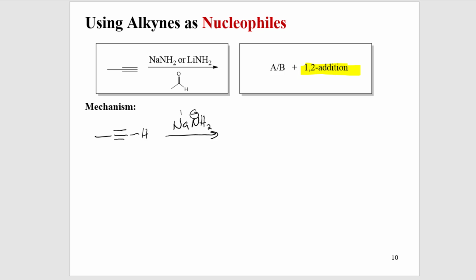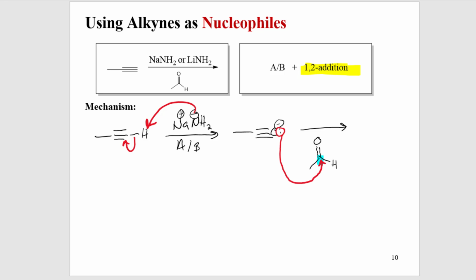NaNH2. Acid-base chemistry. Remove the terminal proton, gives us the carbon with the lone pair, negative. There's my nucleophile. And in this case, I am adding an aldehyde. Don't have to worry about regioselectivity. There's only one electrophilic carbon to attack. So let's do that. Take these electrons, make a bond, break the weakest bond. So as this bond is being formed, what bond must break? Well, it's the pi bond.